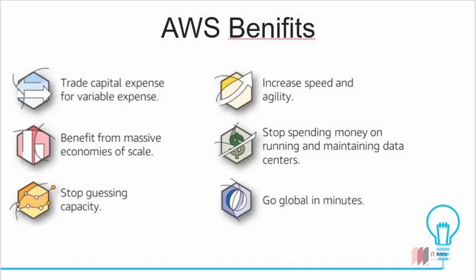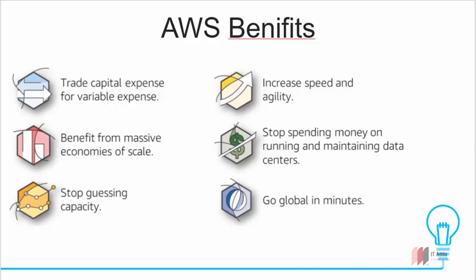Cloud computing provides a simple way to access servers, storage, databases, and a broad set of application services over the Internet. AWS owns and maintains the network-connected hardware required for these application services, while you provision and use what you need via a web application. Trade capital expense for variable expense. Instead of investing heavily in data centers and servers before you know how you're going to use them, you can pay only when you consume computing resources and pay only the amount you consume.